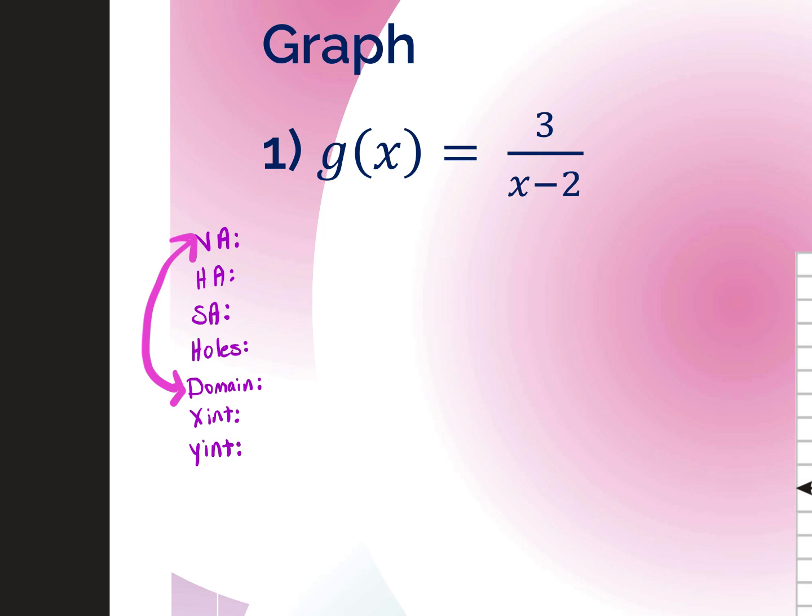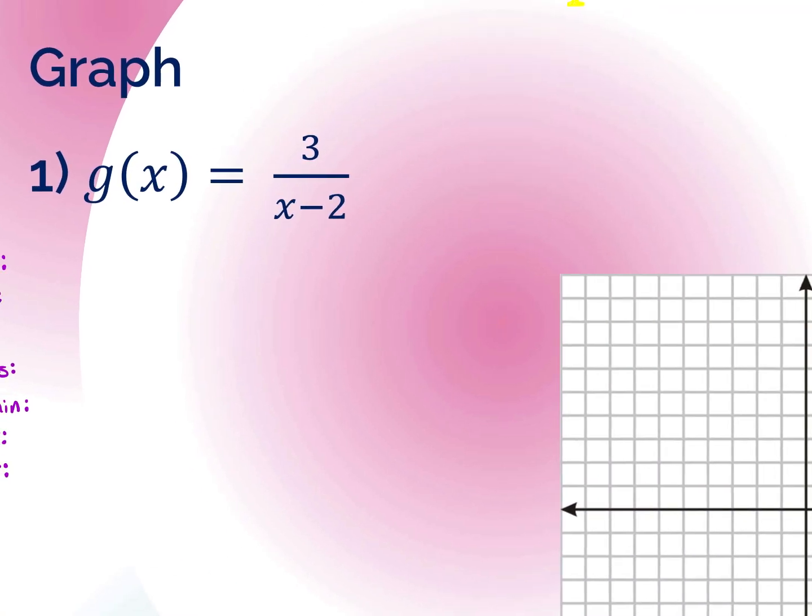X, right? So domain is all the x values that can be used. Your vertical asymptote is the 1 or 2 values that can't be used, so they go together. So guys, how do we find the vertical asymptote? What am I going to do? Set the denominator equal to 0. So x equals 2.